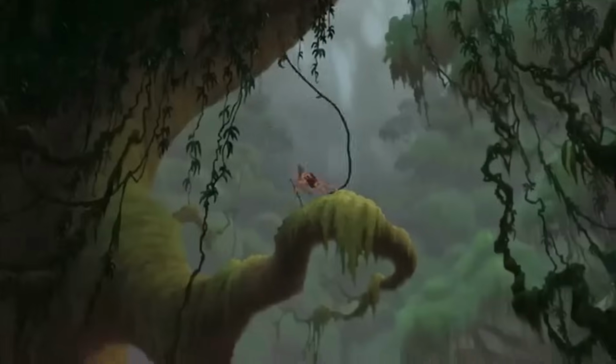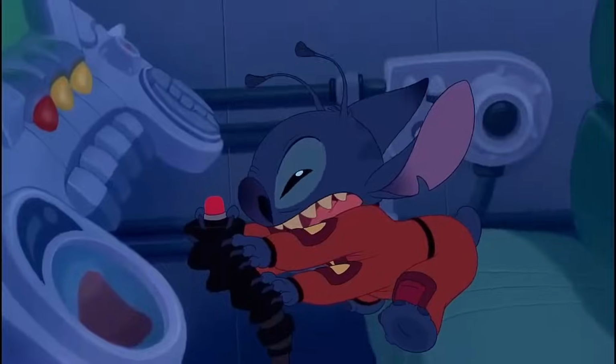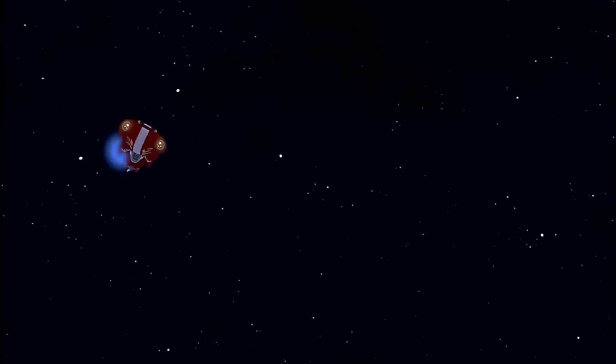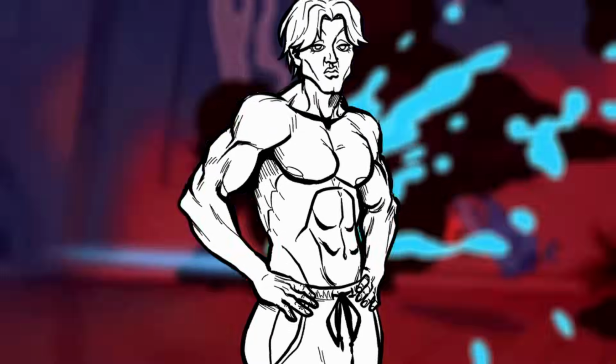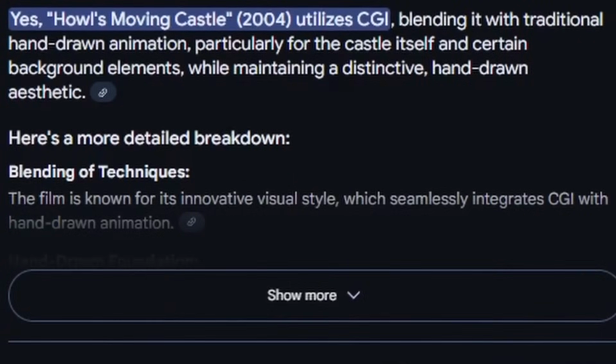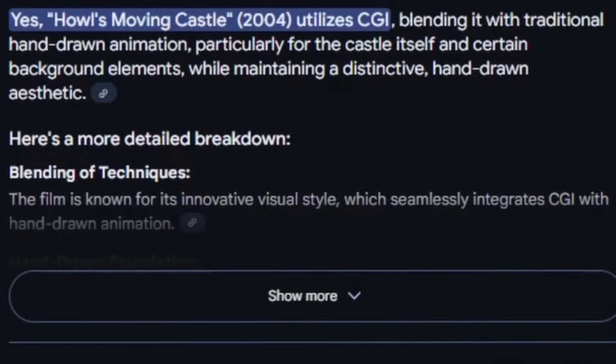3D has always been around. Even in early movies like Lilo and Stitch, they had some 3D aspects. In Howl's Moving Castle, they had some 3D aspects. Now, is the whole movie 3D? No, absolutely not. But they still use 3D for some of the more complex things.